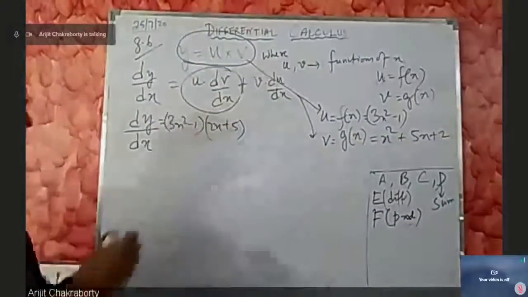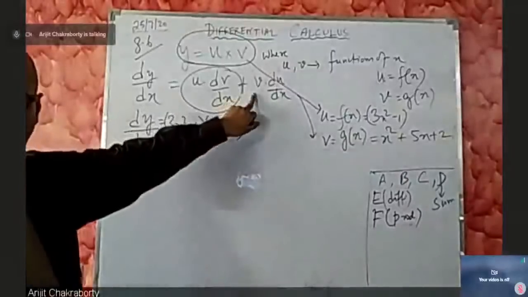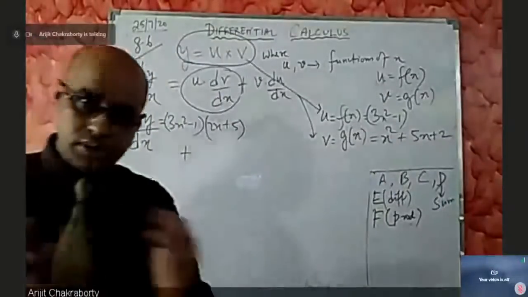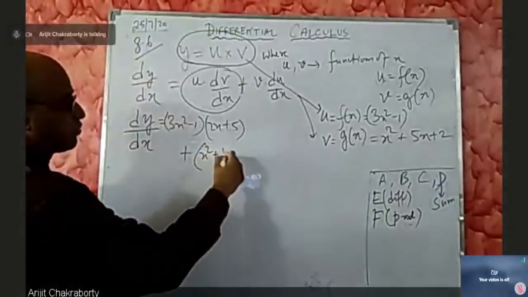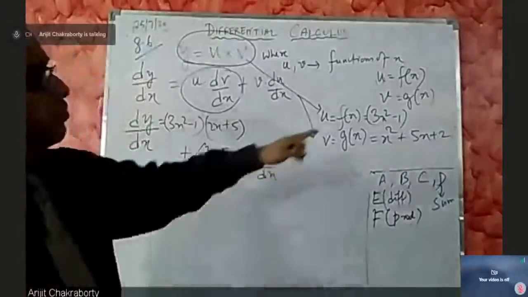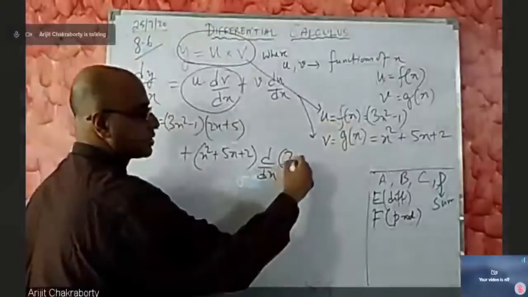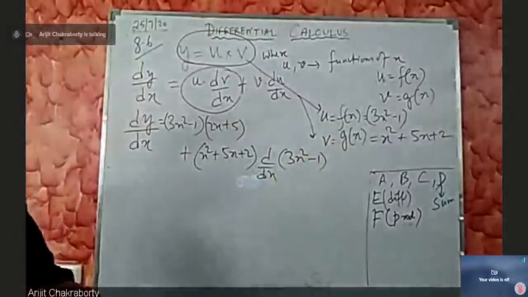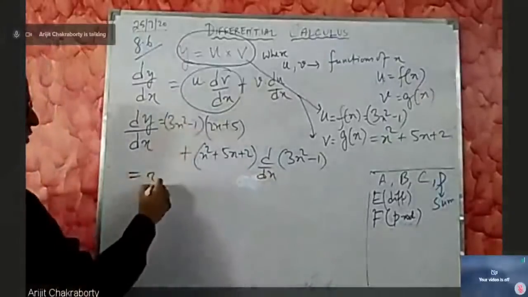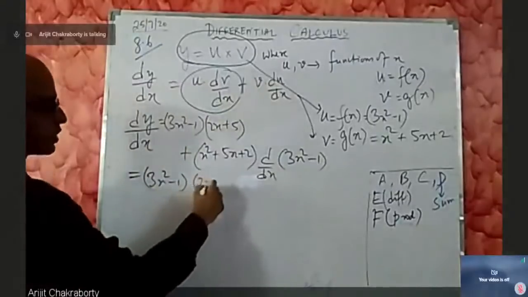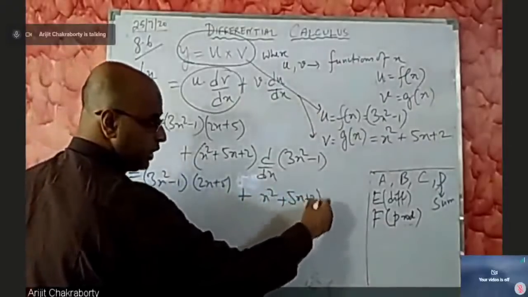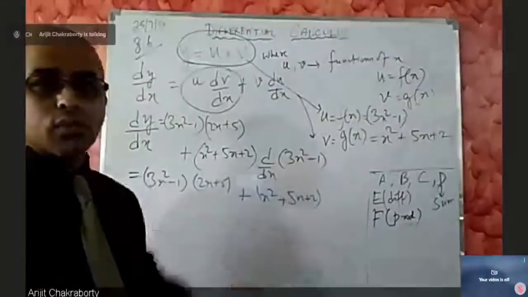Plus, so I write plus here. Now v will be kept here. So v is x squared plus 5x plus 2. V is kept outside, so I will write x squared plus 5x plus 2 outside, and I will do d dx of the first one, that is u. So it is 3x squared minus 1. If I carry out this operation, I write 3x squared minus 1 into 2x plus 5, plus x squared plus 5x plus 2 into d dx of 3x squared minus 1.